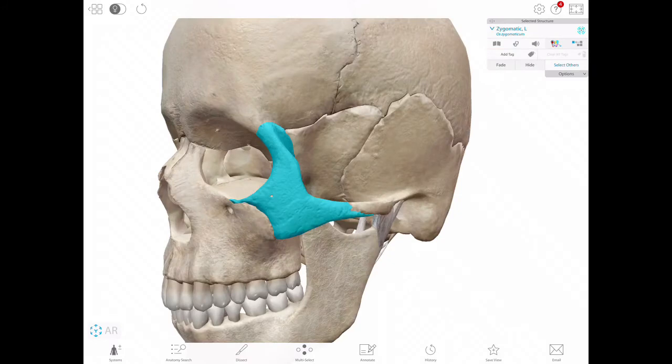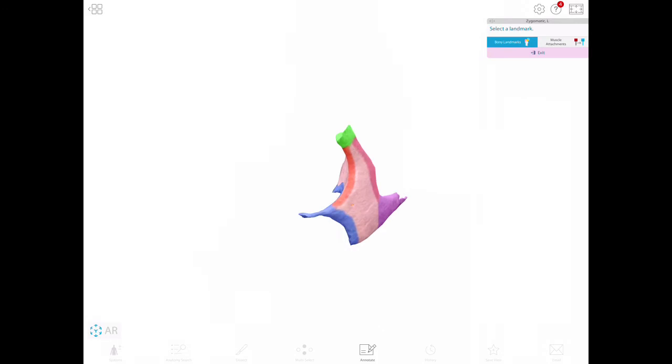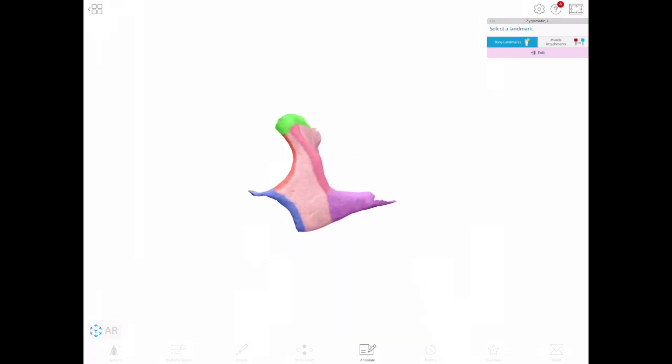Let's take a look here and explore the zygomatic bone. Here we are, it is secluded now. So this is the temporal process of the zygomatic bone.